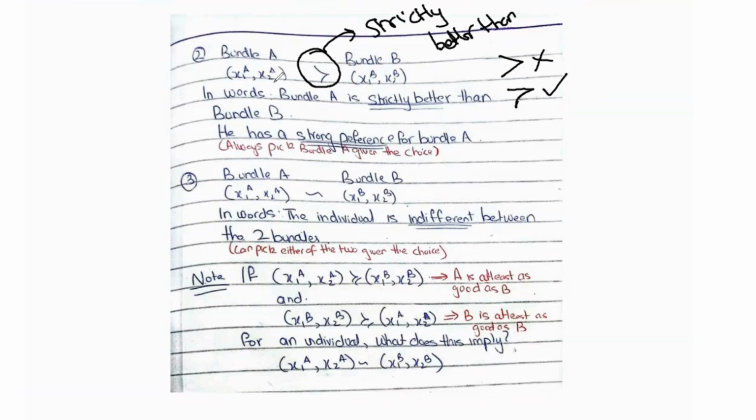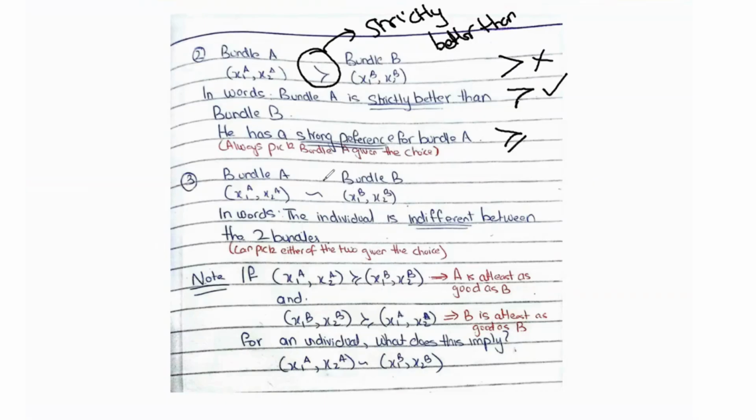When we say that bundle A is strictly better than bundle B, this means that you have a strong preference for bundle A, which means that you will always pick bundle A given the choice. Like we said, for the at least as good as notation, it means that either A is preferred to B or you're indifferent between them. But here we're saying that you have a strong preference for A. Whenever given the choice, you will always pick bundle A.